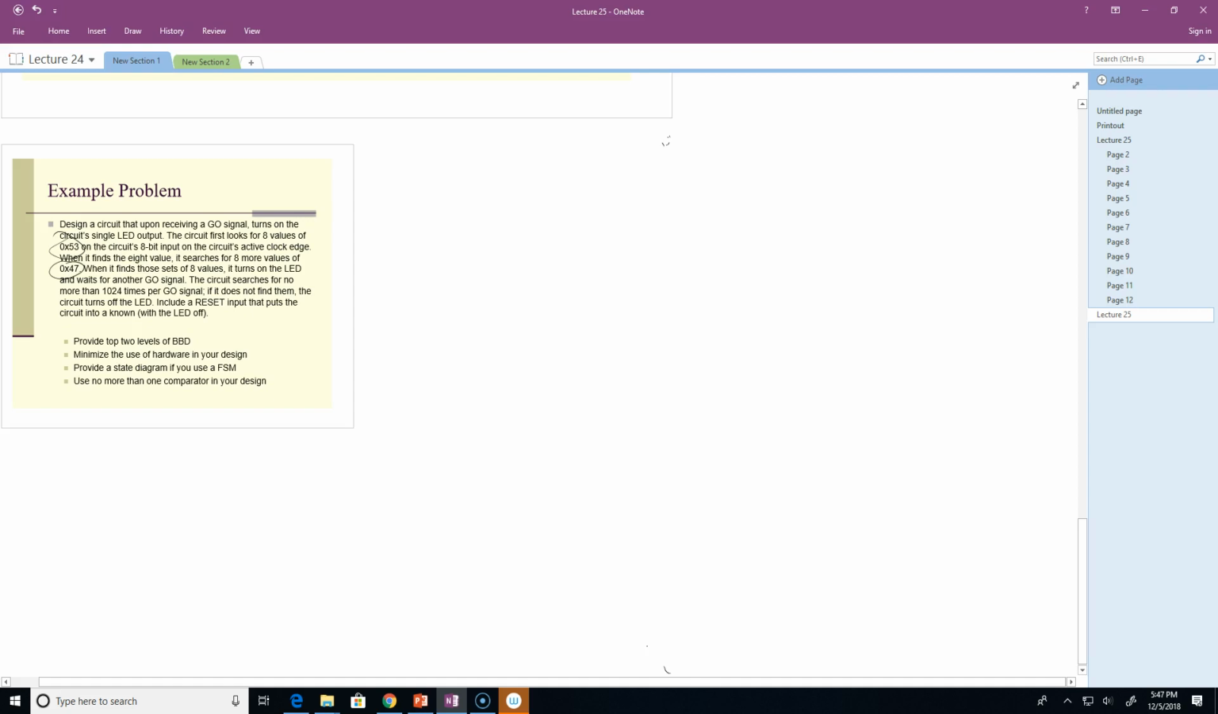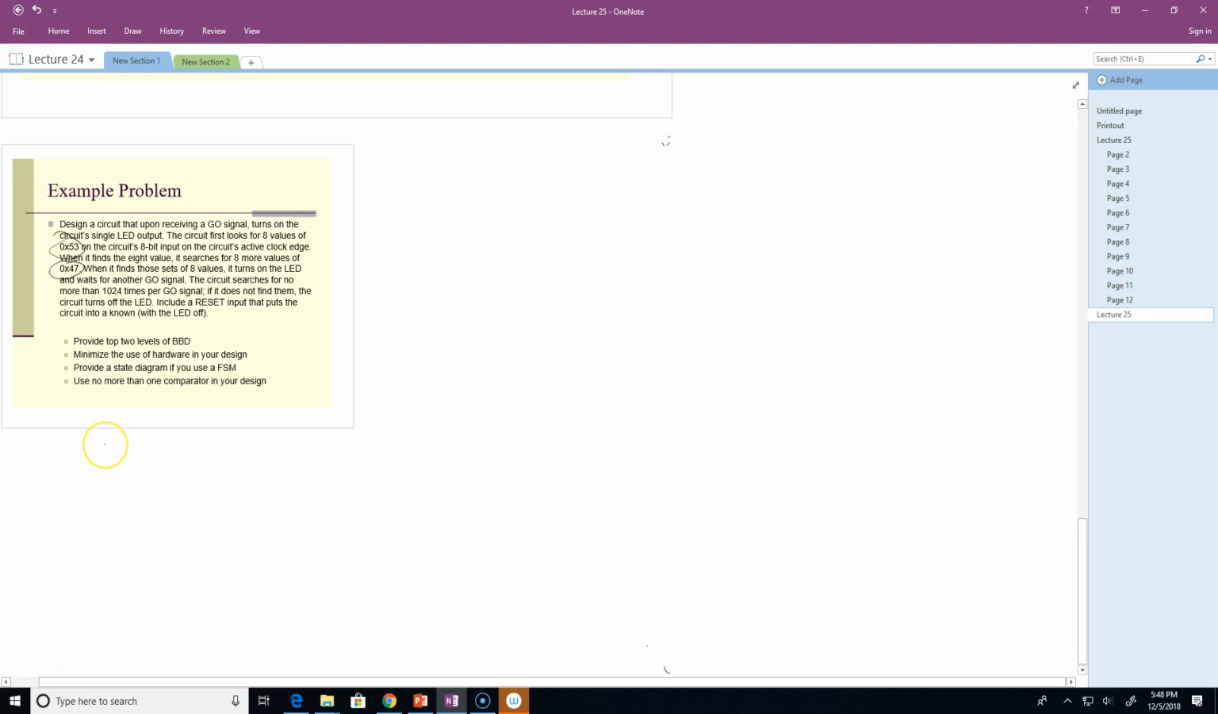And if those two sets of 8 values don't show up in 1024 or fewer values, then I'm going to leave that LED off. So if I find those two sets of values within monitoring 1024 inputs, then I'm going to turn the LED on. Otherwise, I'm going to turn the LED off. And I think that's all I got on this thing.